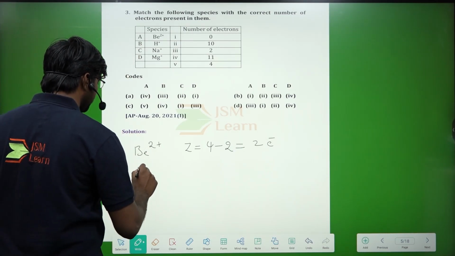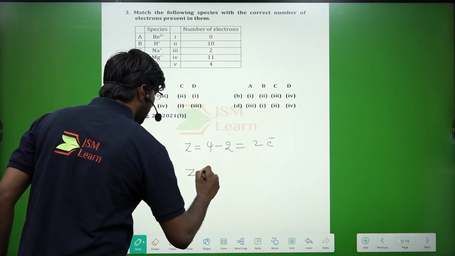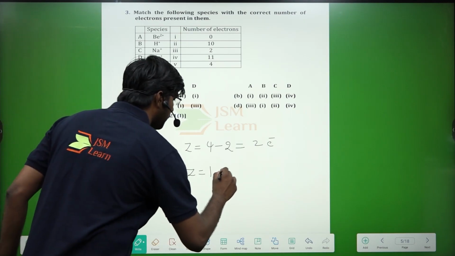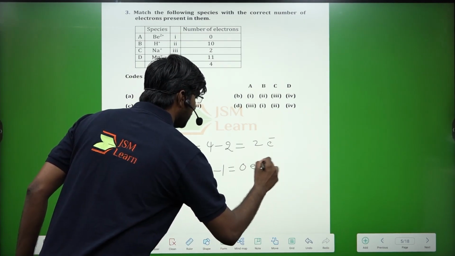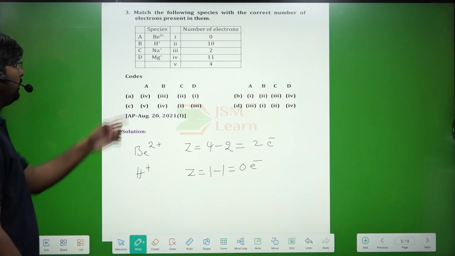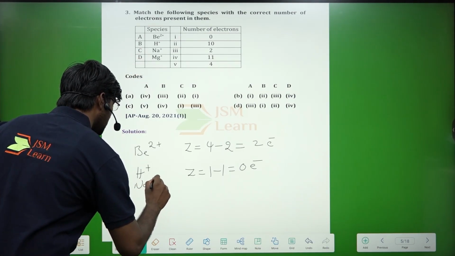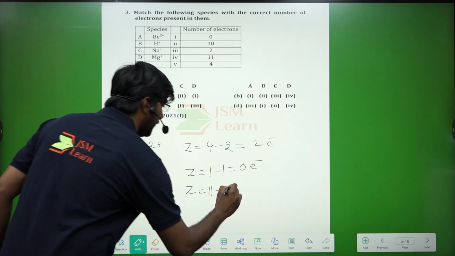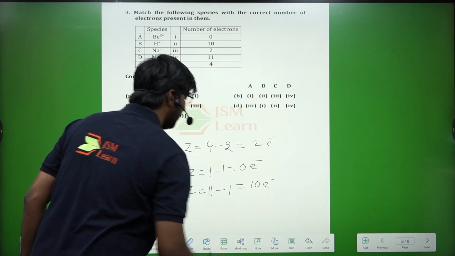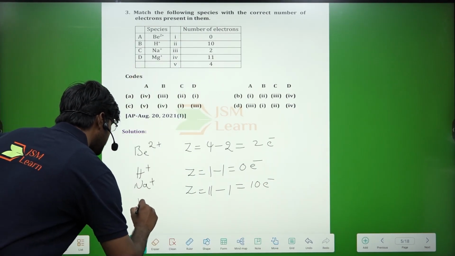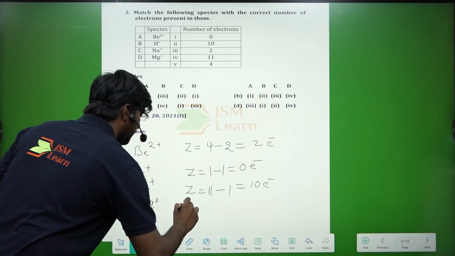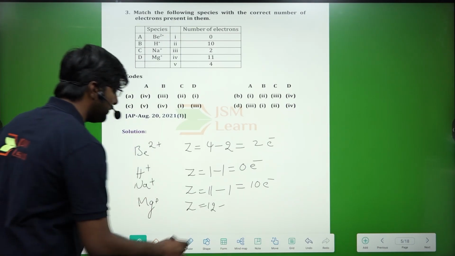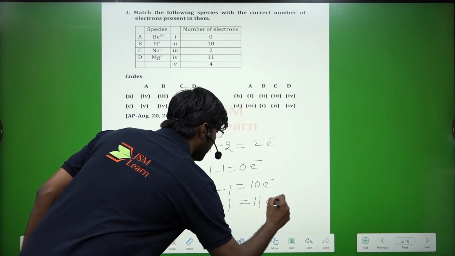Next, H plus. What is the atomic number of neutral hydrogen? 1, meaning 1 electron is present. Plus means remove 1 electron, so here we get 0 electrons in H plus. Now next, sodium plus. What is the atomic number of sodium? 11. So for Na plus, remove 1 electron, so 10 electrons are present in Na plus. And next, magnesium plus. What is the atomic number of magnesium? 12. Plus means we should remove 1 electron, so here we have 11 electrons.